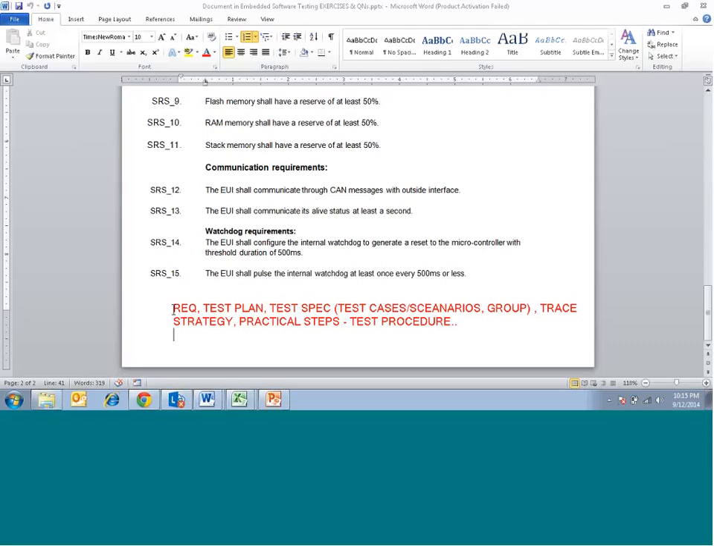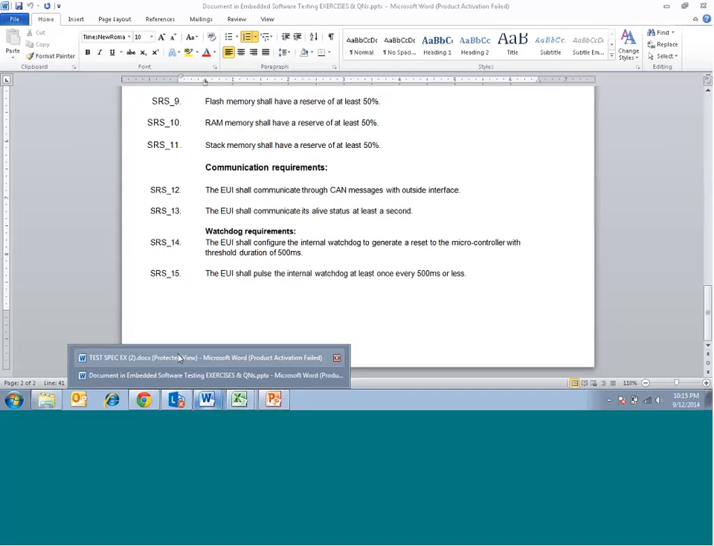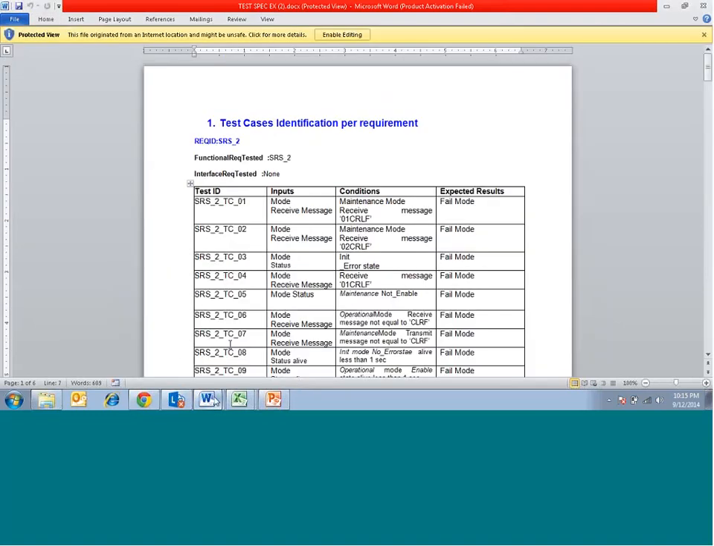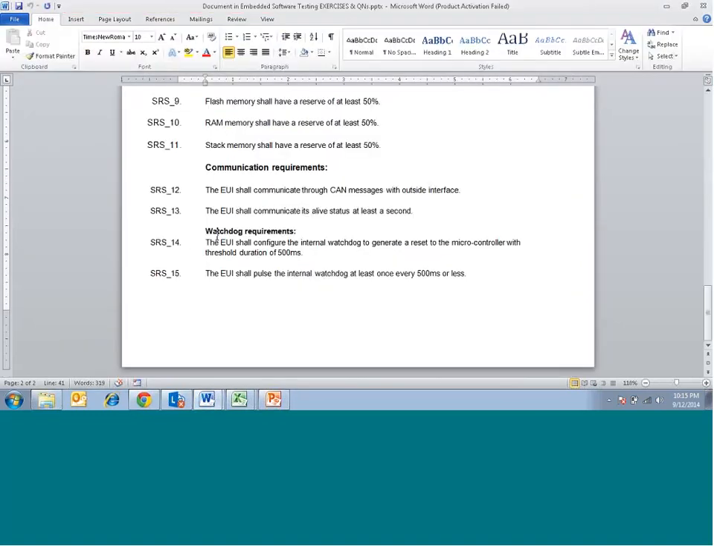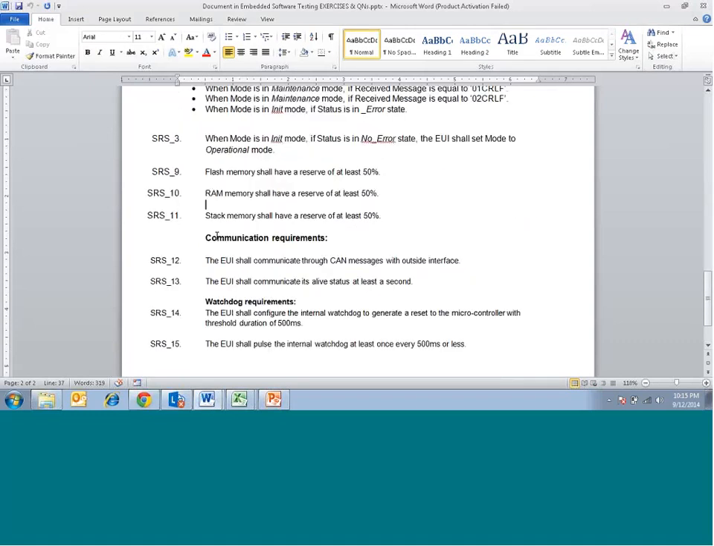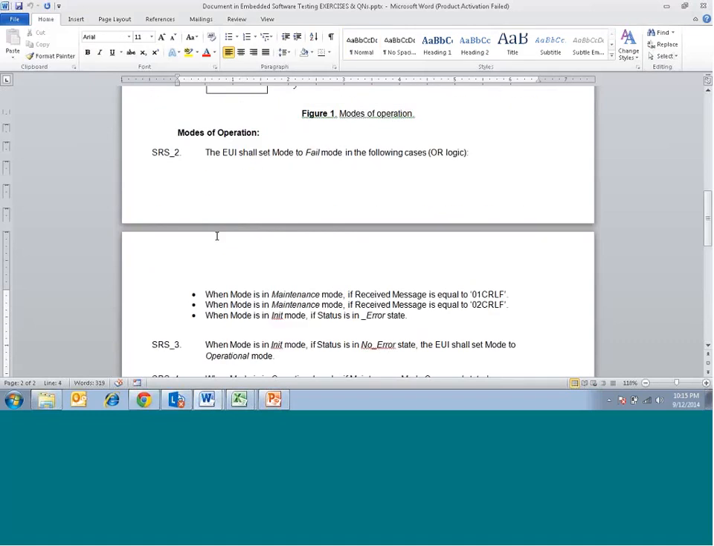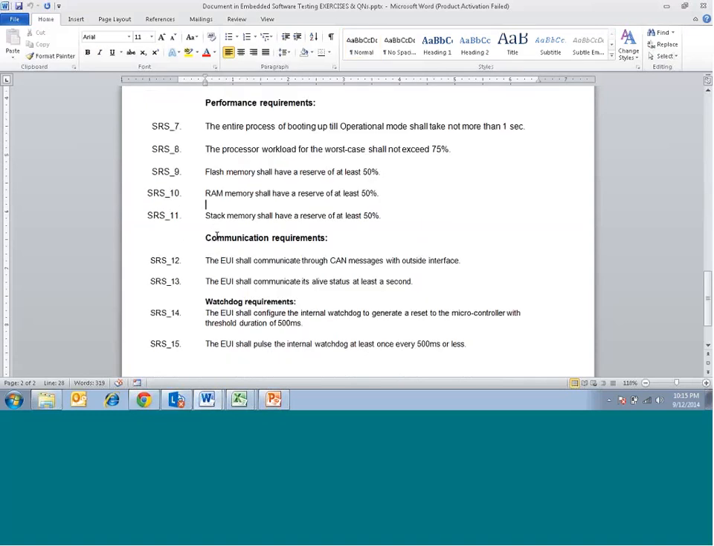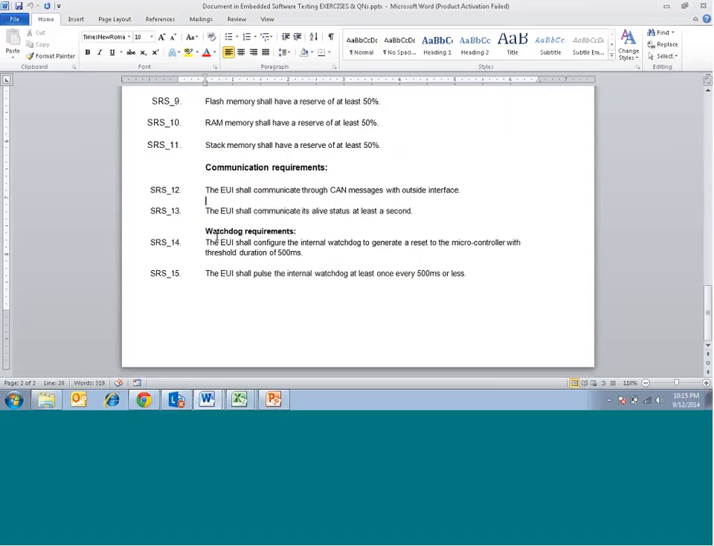So we have gone through an example of a template, how it should look like, in one of the theoretical classes. So let's try to understand the test case perspective, how it can be developed. We have about four levels of requirements in terms of modes of operation, performance requirements, communication requirements, and watchdog requirements.